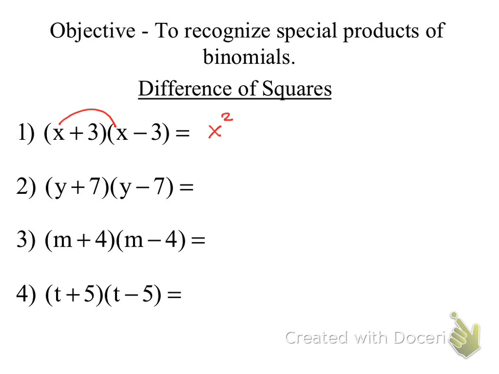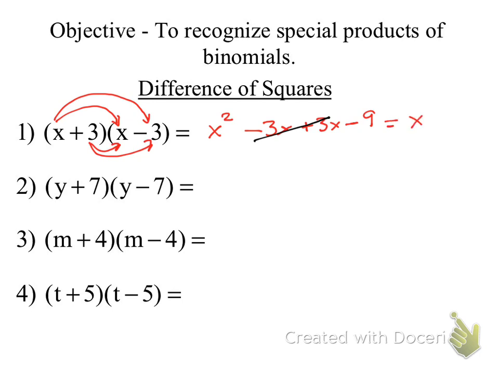Okay, so when I multiply the first ones, I multiply x times x, we get x squared. When I multiply the outer terms, x times negative 3, we get negative 3x. Then when I distribute the second one, I get positive 3x. And then I'm multiplying positive 3 times negative 3, we get negative 9. When I simplify it, what happens to my middle terms? They disappear. They negate each other, right? So what are we left with? Equals x squared minus 9.